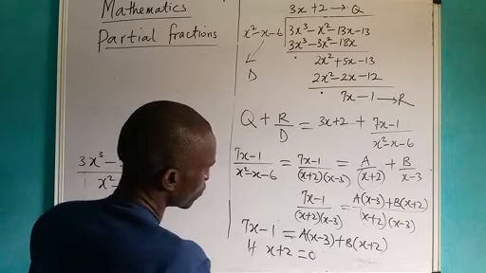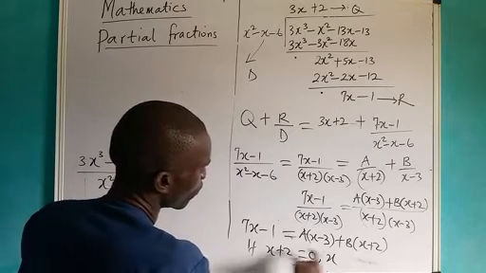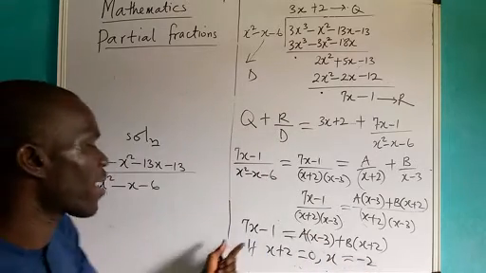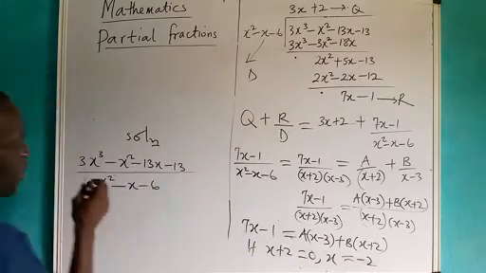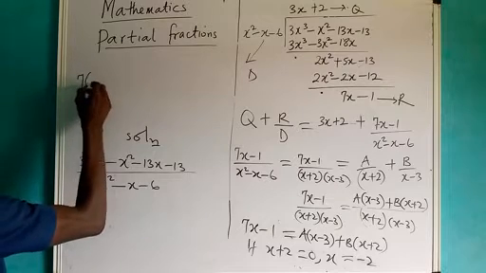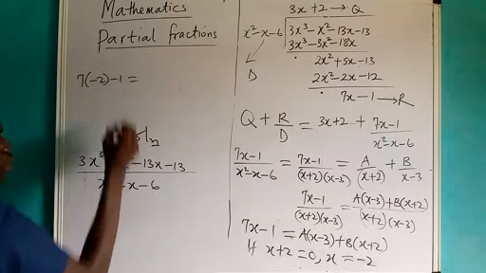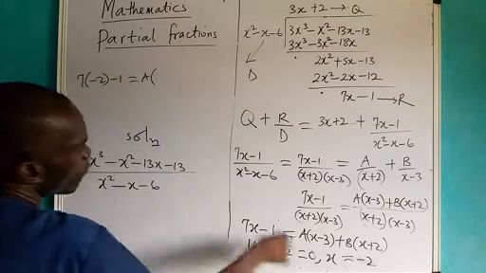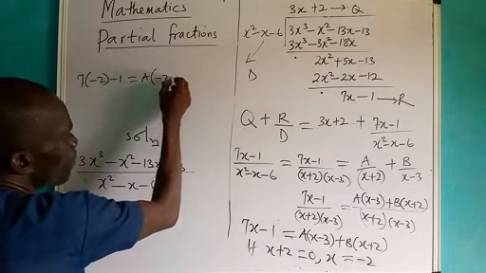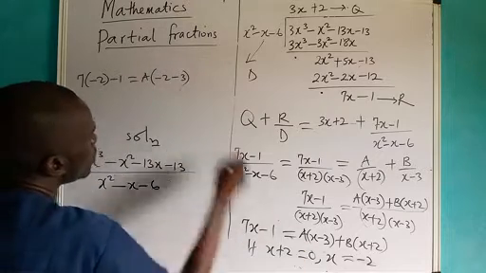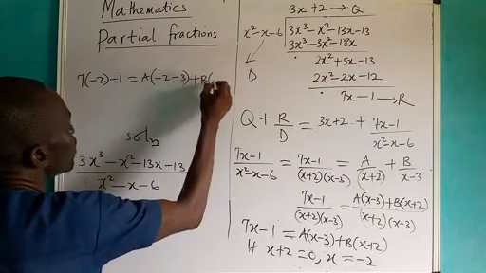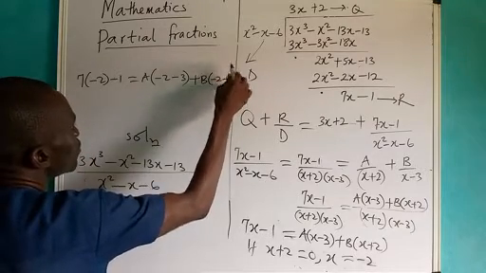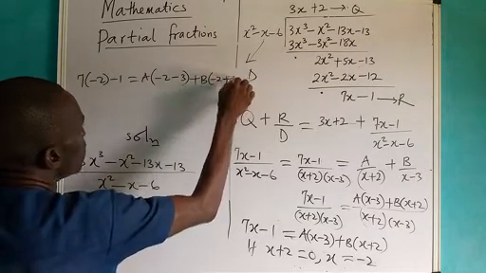If x plus 2 equals 0, then x becomes what? If 2 moves over, it becomes minus 2. It means that wherever I have x, I will put minus 2 there. So I can say 7, bracket minus 2, minus 1, equals A, open bracket minus 2 minus 3. The other one will be B, which is minus 2 minus that plus 2.